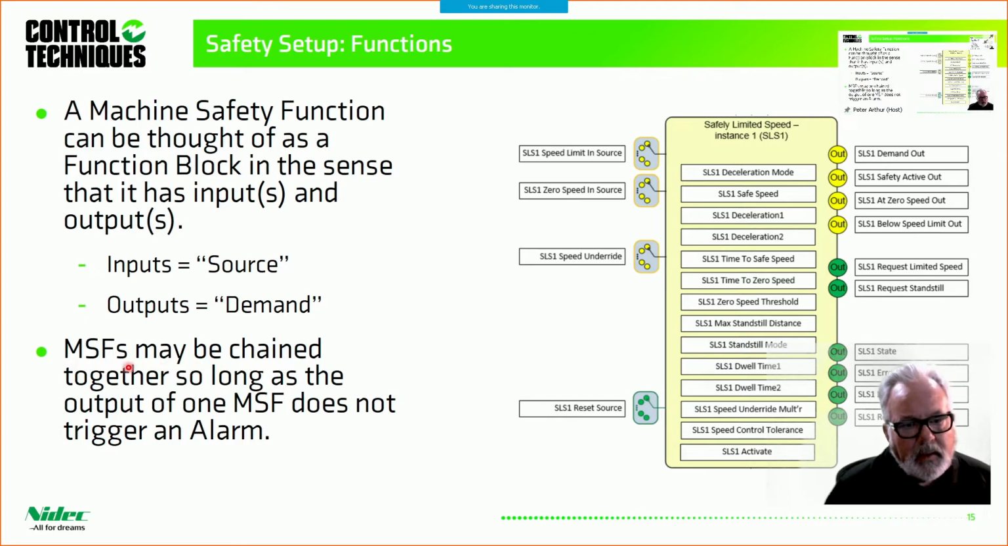Another important thing is when you're chaining or cascading these functions, you can chain them together so long as you don't tick the alarm output. Once an alarm is raised, that's the end of the story. It won't proceed to the next cascaded safety function. So I'll show you that live now.